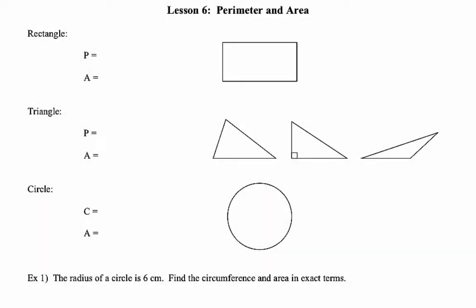In this episode of Mr. Lehman's Knowledge Explosion, I simply want to review the ideas of perimeter and area of only three basic shapes: your rectangle, your triangle, and your circle. So let's start by getting the formulas written down for these three shapes.